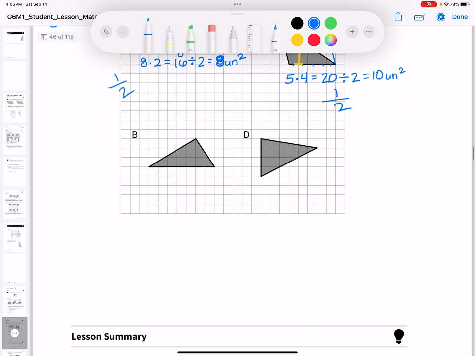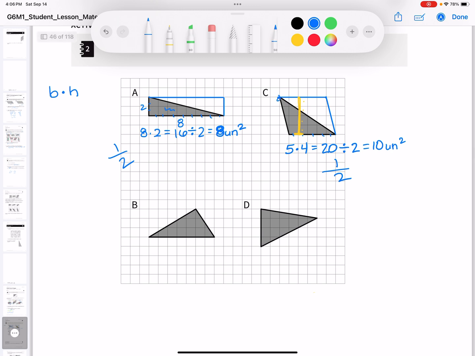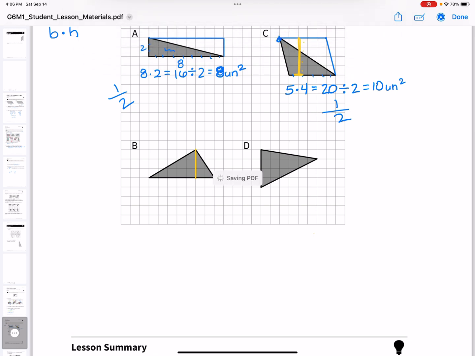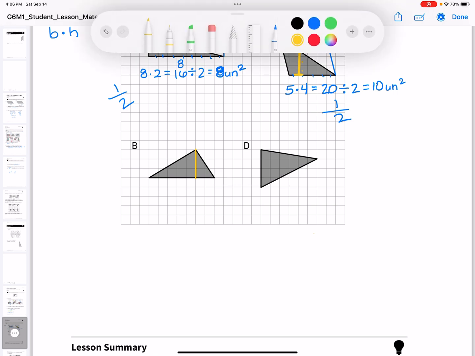Let's look at B. So here, this one is a little tricky. We don't have this hanging out up here. So I'm going to show you a different way to do this. We are going to cut this triangle into 2 triangles like this. And then I can take this little triangle and make a copy of it like this. Ready? 1, 2, 1, 2, 3. So I can go 1, 2, 1, 2, 3. And that makes a rectangle.